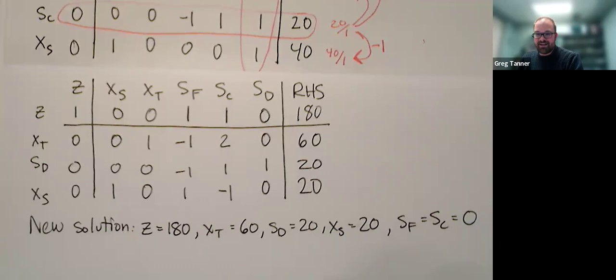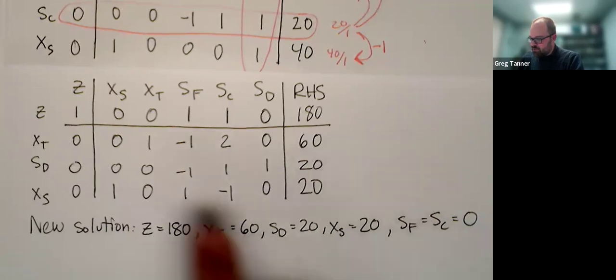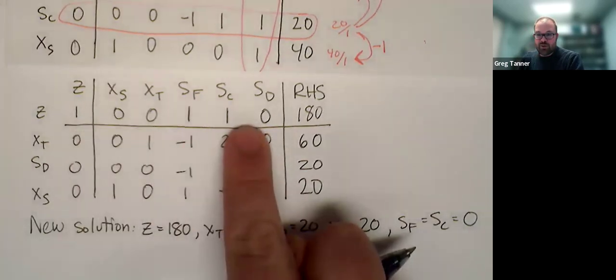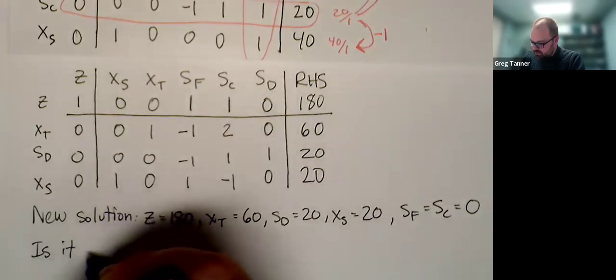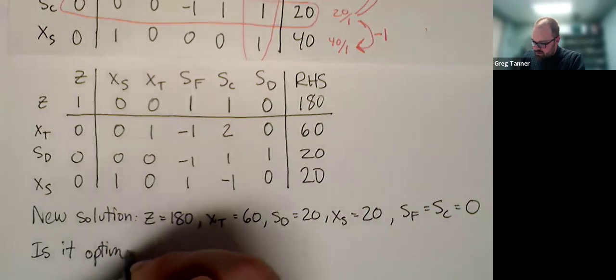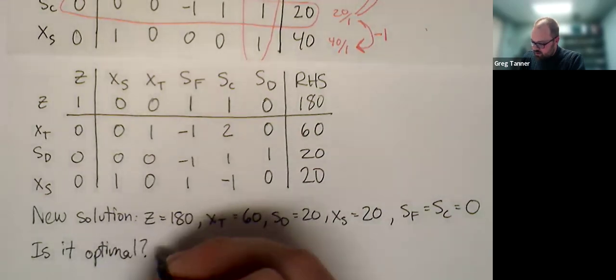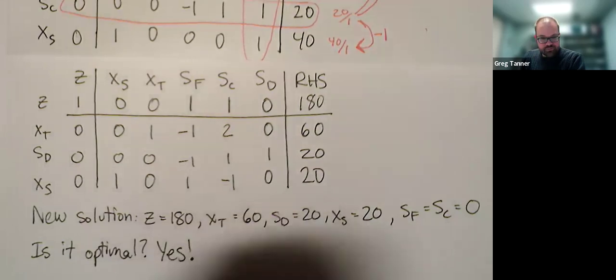Ask the same question again. Is it optimal? Okay, and we're going to scan this top row. There's no negatives. So the question is, is it optimal? The answer is now yes.